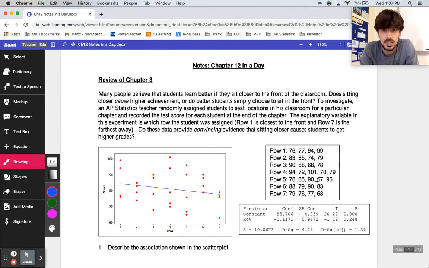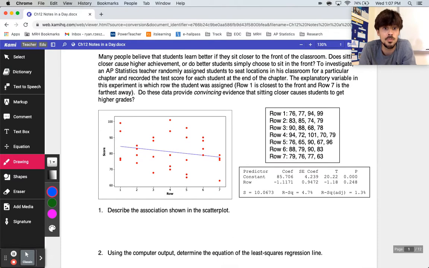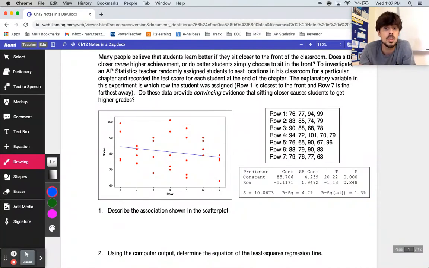We've got our raw data over here, and we also have all of the computer output that we need to make our regression line. So the first question asks us to describe the association shown in the scatter plot. And as a reminder, back in chapter 3, our 4 letters for this, we went FUDs with it, I think is what we decided on.